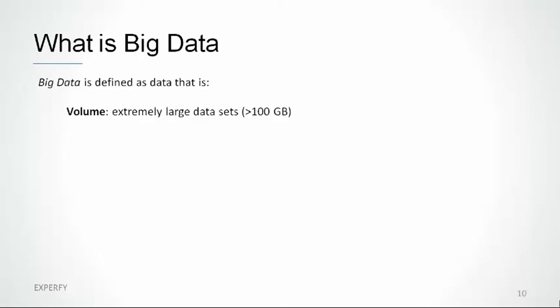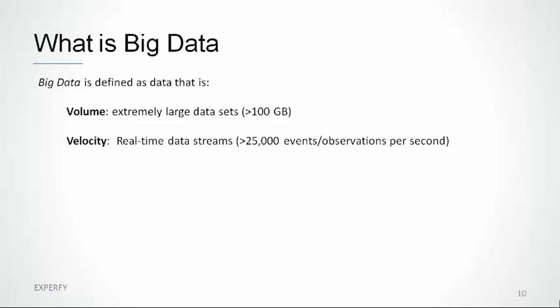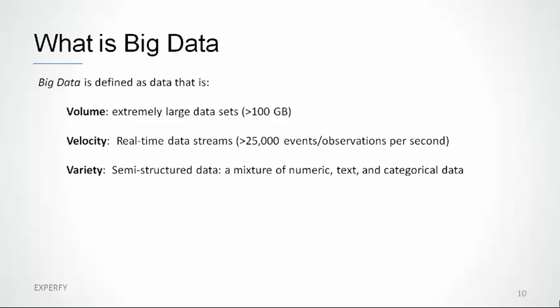Big data, as you will see in a lot of places, is defined by the 3 V's: volume, velocity, and variety. Volume is when data sets become extremely large, larger than hundreds of gigabytes. Larger in the sense that this data cannot be fit easily onto one machine for doing analytics.